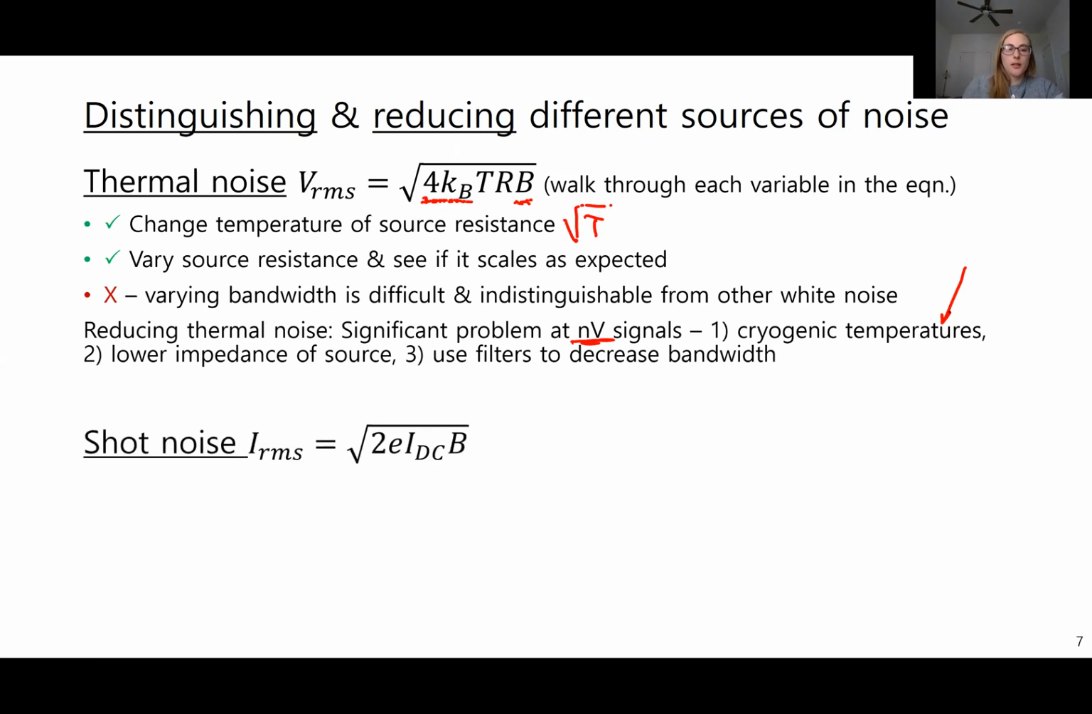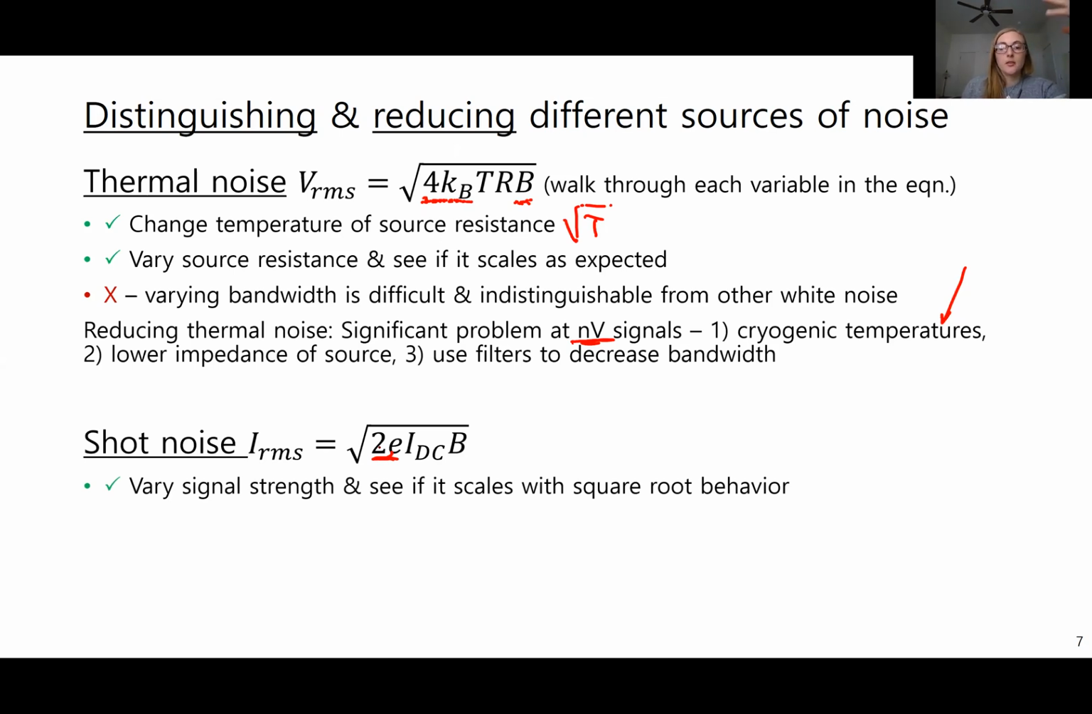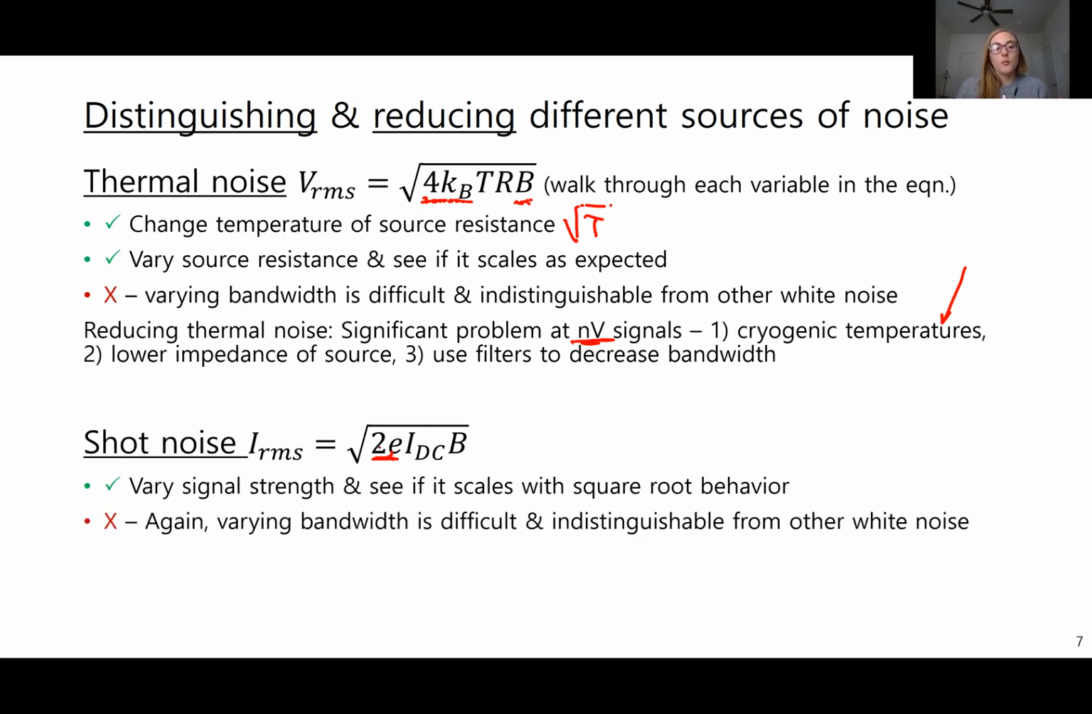Again, let's take a look at this equation. The 2 and the fundamental charge of an electron we can't do much about, but the main thing that we can change here is our signal strength. That's the average current that we're looking at. Do you see noise increase with the square root of your current as you increase or decrease it? And again, the bandwidth won't help you determine between thermal noise or shot noise, since you can see in the equation we have the same square root dependence.